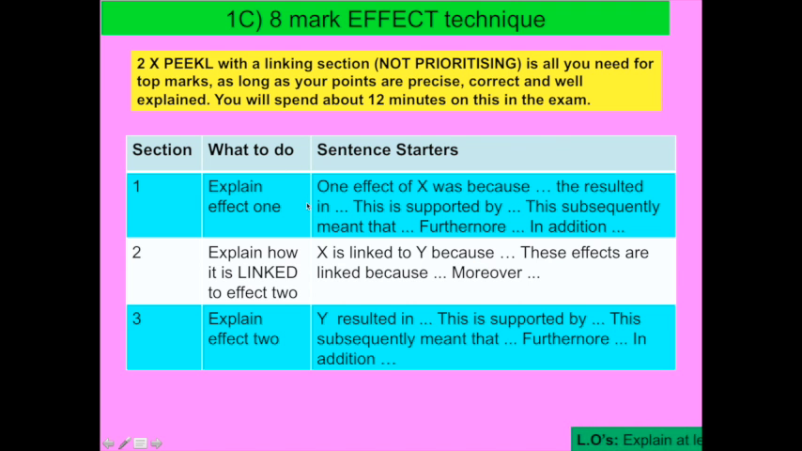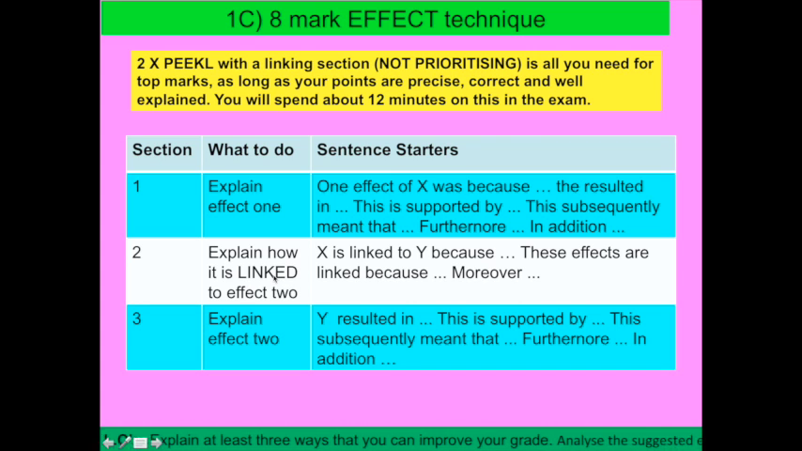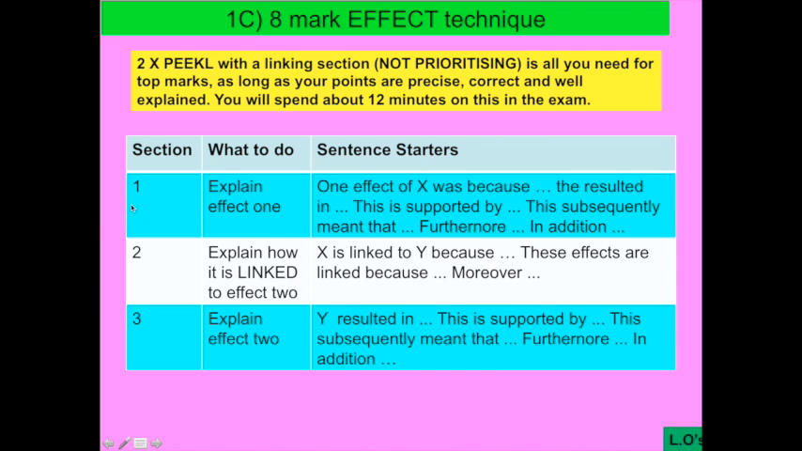You go for effect 1, explain it using this scaffolding here or something similar. You don't need all these connectors, but they're just there to help you if you want them. Then you link them. You don't prioritize with 1C. With 1D and 1E, you can choose to either link and or prioritize. Here you just need to link. So you need your two effects linked.